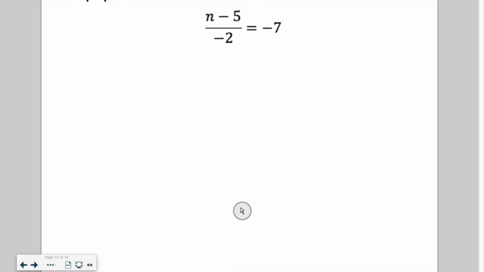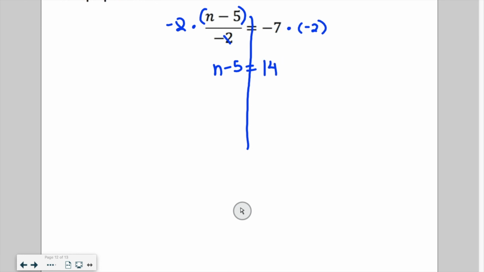Okay, this one's a little bit more complicated, but not too much. It just looks a little different, but it's not too bad. So we're just going to draw our line. And right now, this whole thing on top is being divided by negative 2. So you need to multiply by negative 2 to get that out of the bottom. So we're going to multiply by negative 2 on both sides. I'm going to put this in parentheses so that dot doesn't look like a minus sign. So these cross cancel, leaving you with n minus 5 on this side. And negative 7 times a negative 2 would give you a positive 14.